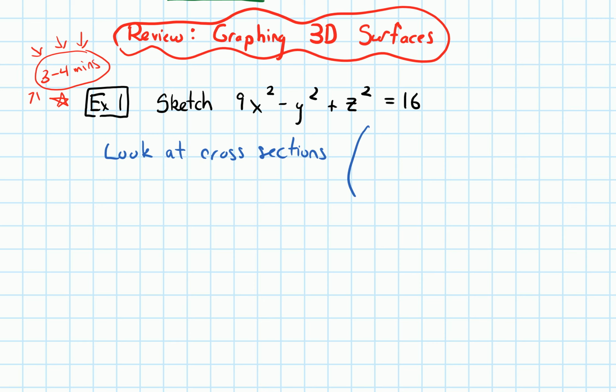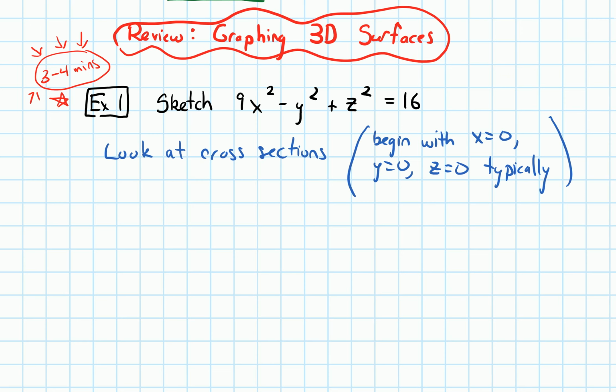So typically when we look at the cross sections, we begin with x equals 0, y equals 0, z equals 0. Let me put commas between these. We typically begin with those. So in other words, we ask ourselves, when does our surface sort of meet our coordinate planes? X equals 0, and then y equals 0, and z equals 0.